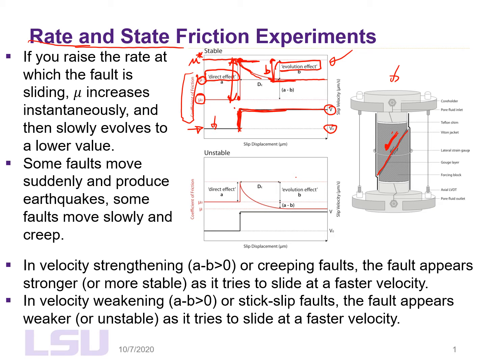And so we can calculate A minus B, right? Because A is the direct effect, B is the evolutionary effect. And A minus B is this interval right here, which in this case is greater than 0. So if A minus B is greater than 0, the fault is said to be stable. No, it's the other one which is stick slip. It's also said to be a creep fault. This whole experiment is called velocity strengthening in this case.